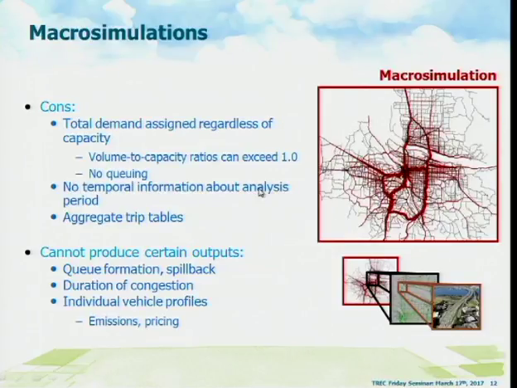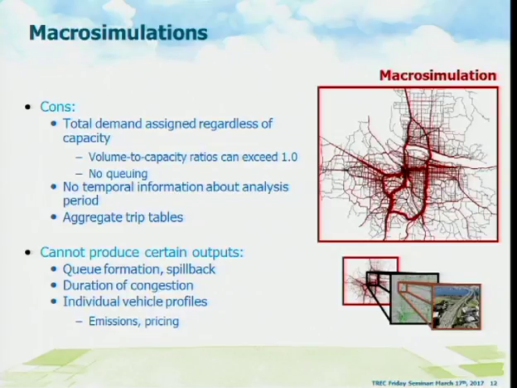Some of the cons for using these static assignments is that the total demand is assigned regardless of capacity. So I won't go too much into this, but you can get volume to capacity ratios that exceed 1, which in theory shouldn't happen. It basically is saying you have more vehicles using the roadway than the roadway could possibly handle. Typically, if you were to see something like that, you should get massive gridlock. Your system should shut down. But in these static models, because of the way the math works, you won't see that. All the vehicles will assign. You may see some slow speeds, but you'll never get total gridlock.